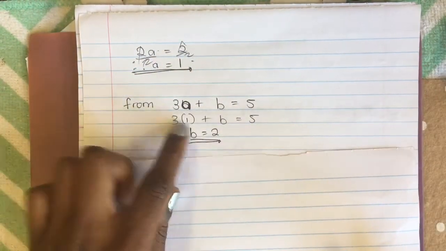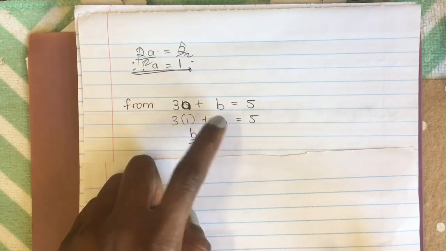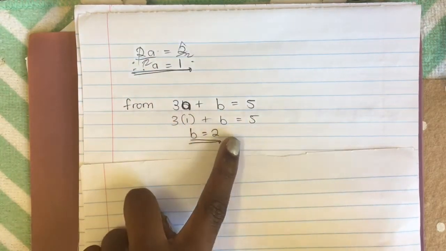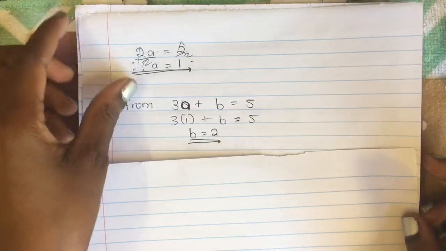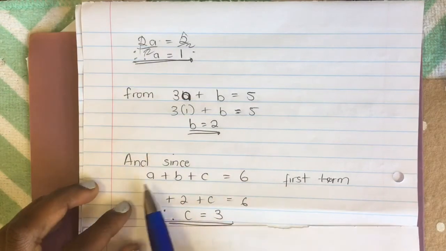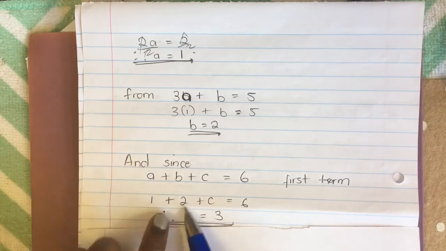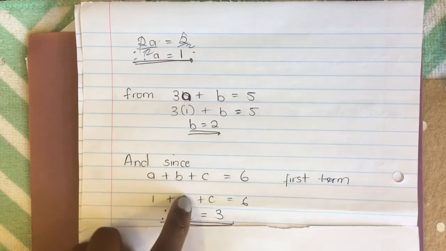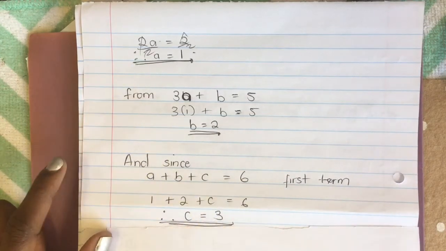Now from 3a plus b is equal to 5, we know a is 1, so we substitute 1 in that. Then 3 plus b is equal to 5. Subtract 3, therefore we know that b is equal to 2. And then the last one of the 3 important ones: a plus b plus c is equal to the first term, which is 6. We already know what a is, b is equal to 2, and we're trying to find c. So 1 plus 2 makes 3. Subtract from 6, then our c is equal to 3.